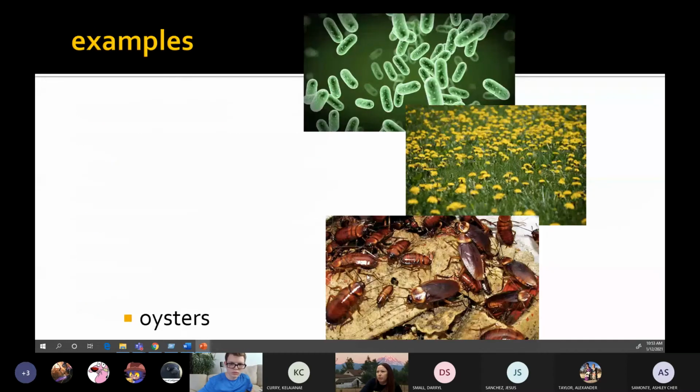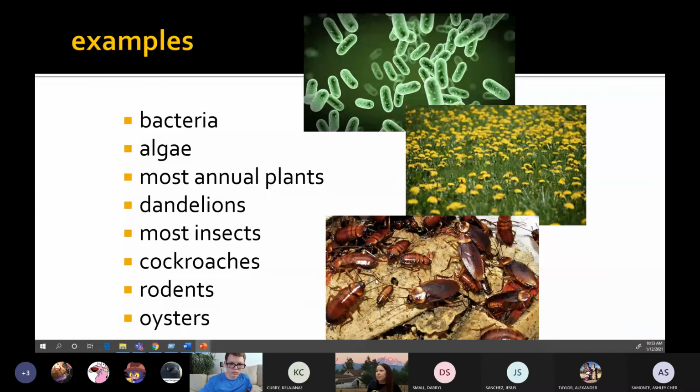So here are some examples. Bacteria, algae, which I would like you guys to grow this year, but we'll see how that goes. Most annual plants, not perennials. Dandelions, insects, cockroaches, rodents, oysters, believe it or not, are part of this. That one actually kind of shocked me, but it kind of makes sense. You don't have to write down all of these, but get a few down that help you remember.